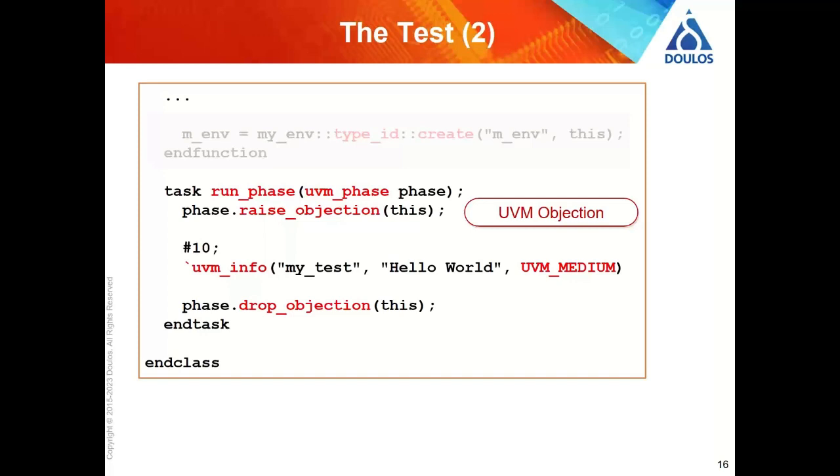So there's nothing else we want to do in our hello world program. So we then drop the objection. When the objection's been dropped, no other components have got a run phase that raises an objection, so the UVM will exit. Okay, so that's all we need to do in our simulation. Now the test itself has to be created.